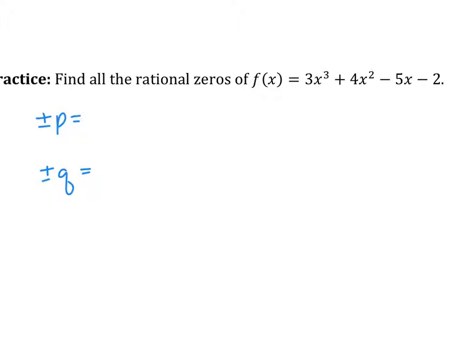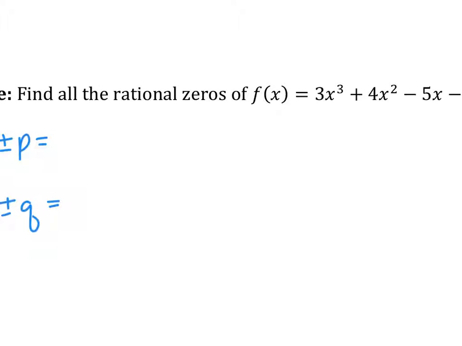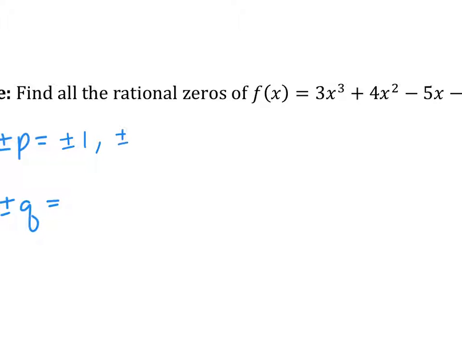All right, what are the plus minus P factors? Well, which number is P? -2? Yeah, -2. So what are the factors of -2? 1 and 2. Okay, so then we're just going to do plus minus 1, plus minus 2. All right, let's look at Q.